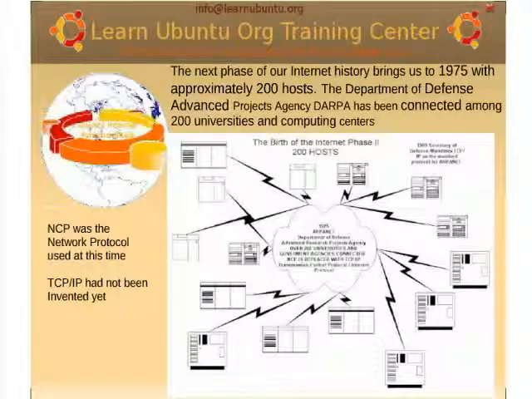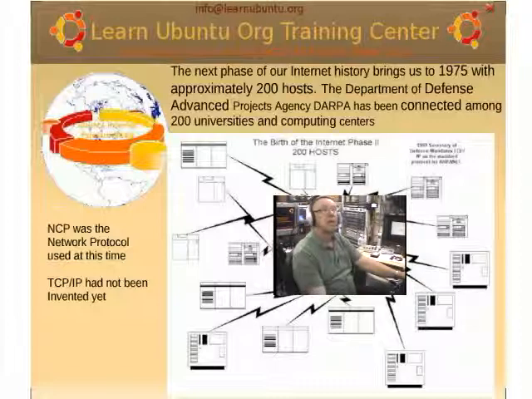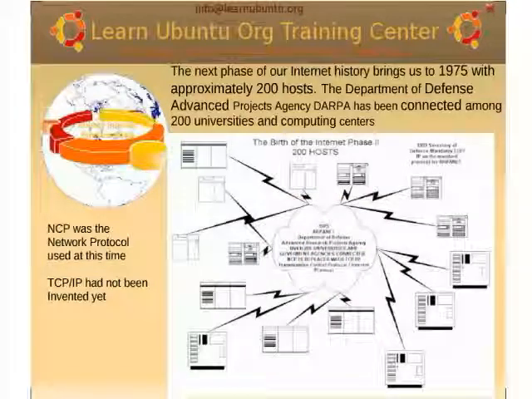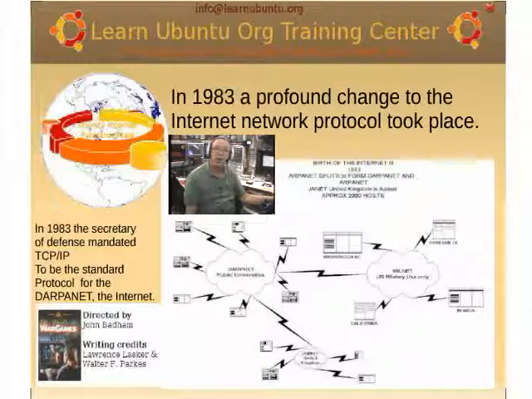Then, in 1975, we had almost 200 hosts on the Internet. Wow. The Defense Advanced Research Projects Agency, DARPA, had connected around 200 universities and computing centers. Now, at this time, TCP/IP, as we know it, didn't exist. They used a thing called NCP, Network Control Protocol. Then, in 1983, we had the first profound change for the Internet. That's when the Defense Secretary of the United States mandated TCP/IP to be the de facto Internet protocol. That was 1983. That's a good 30 years ago.